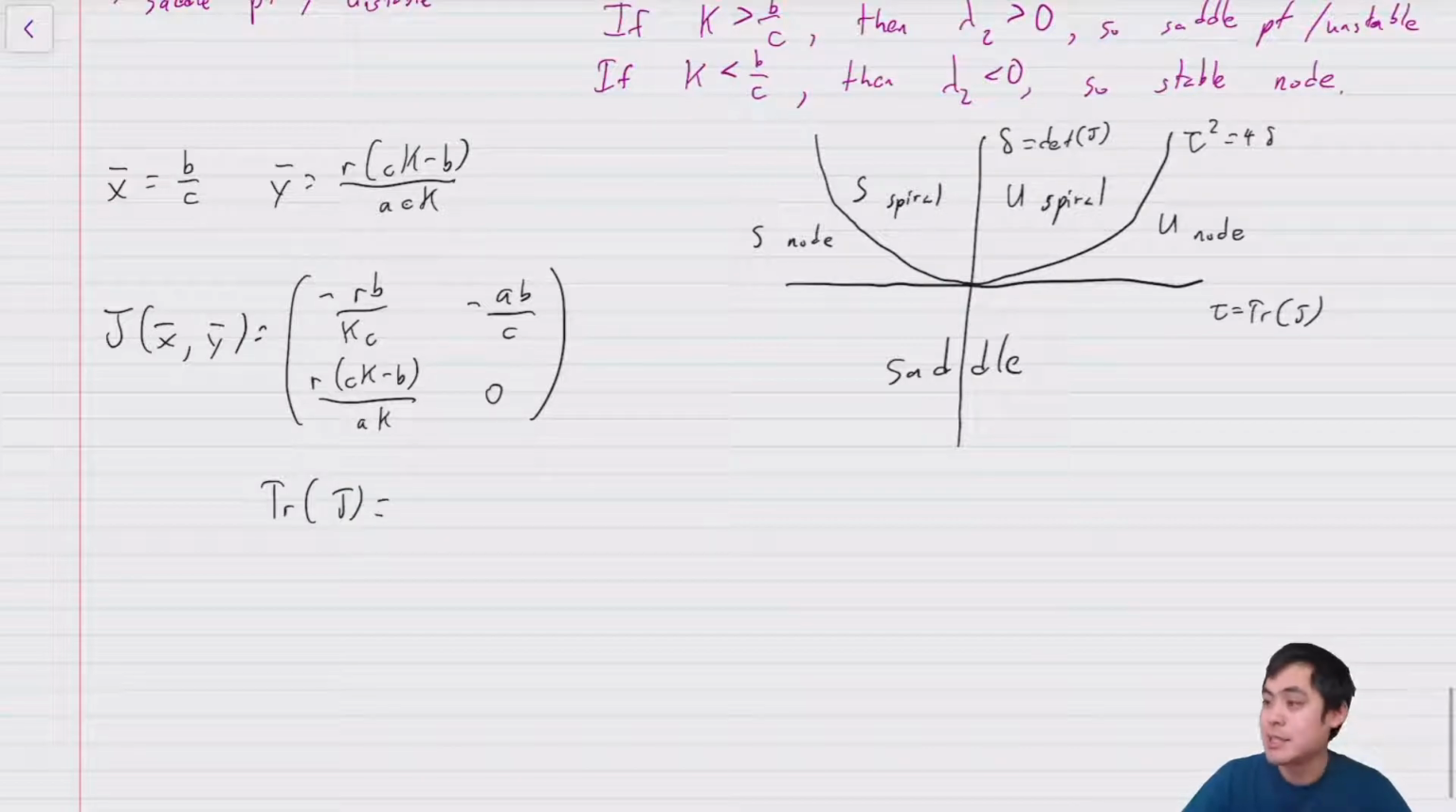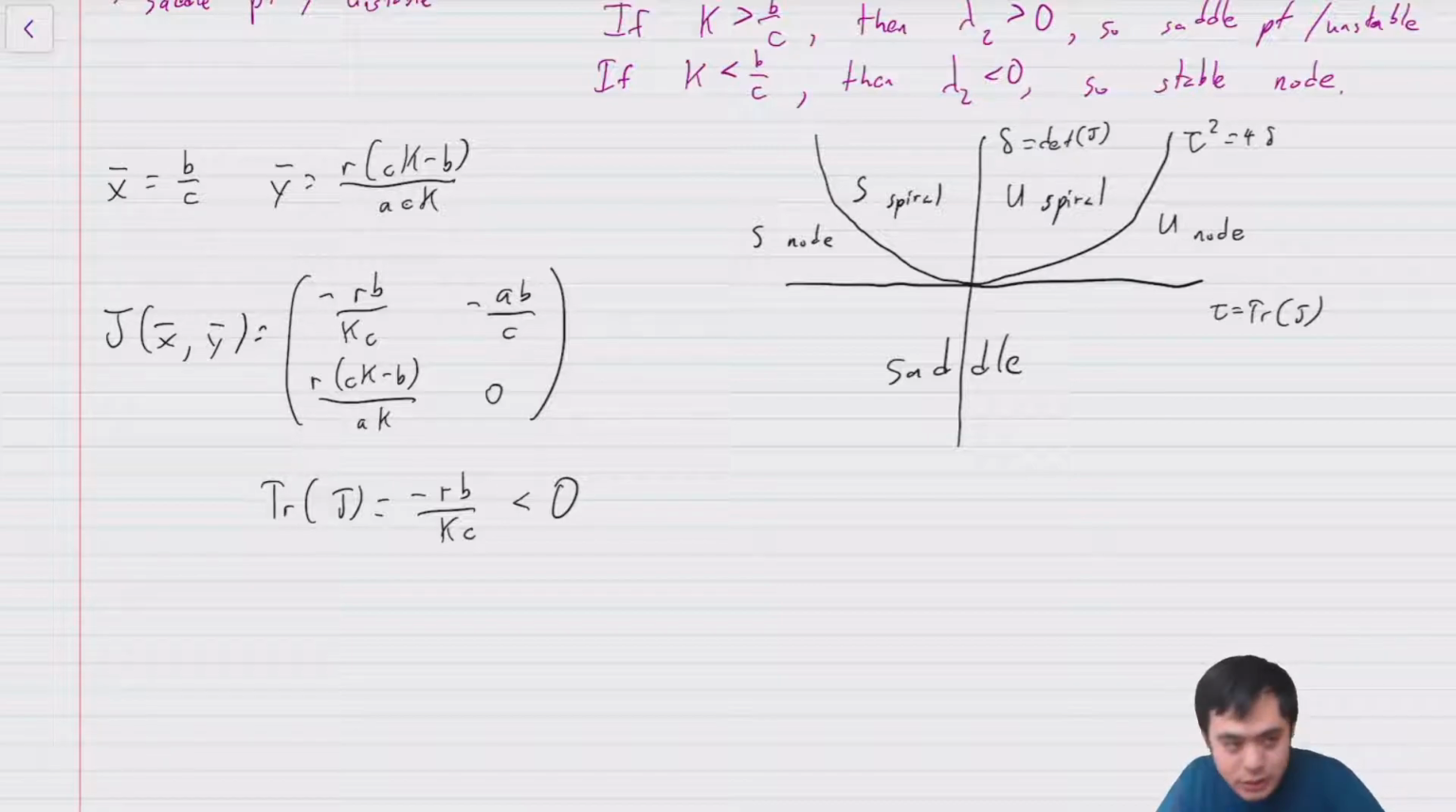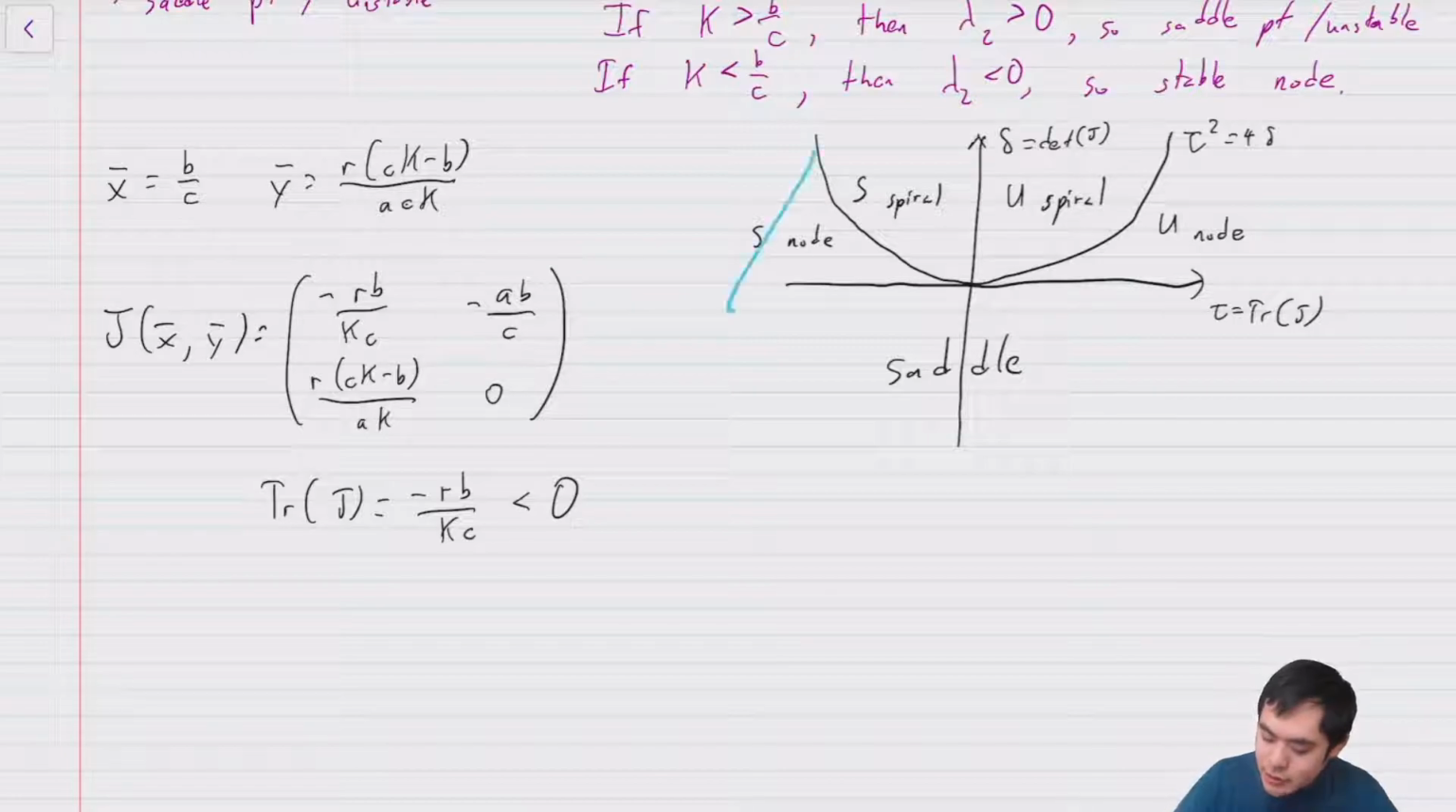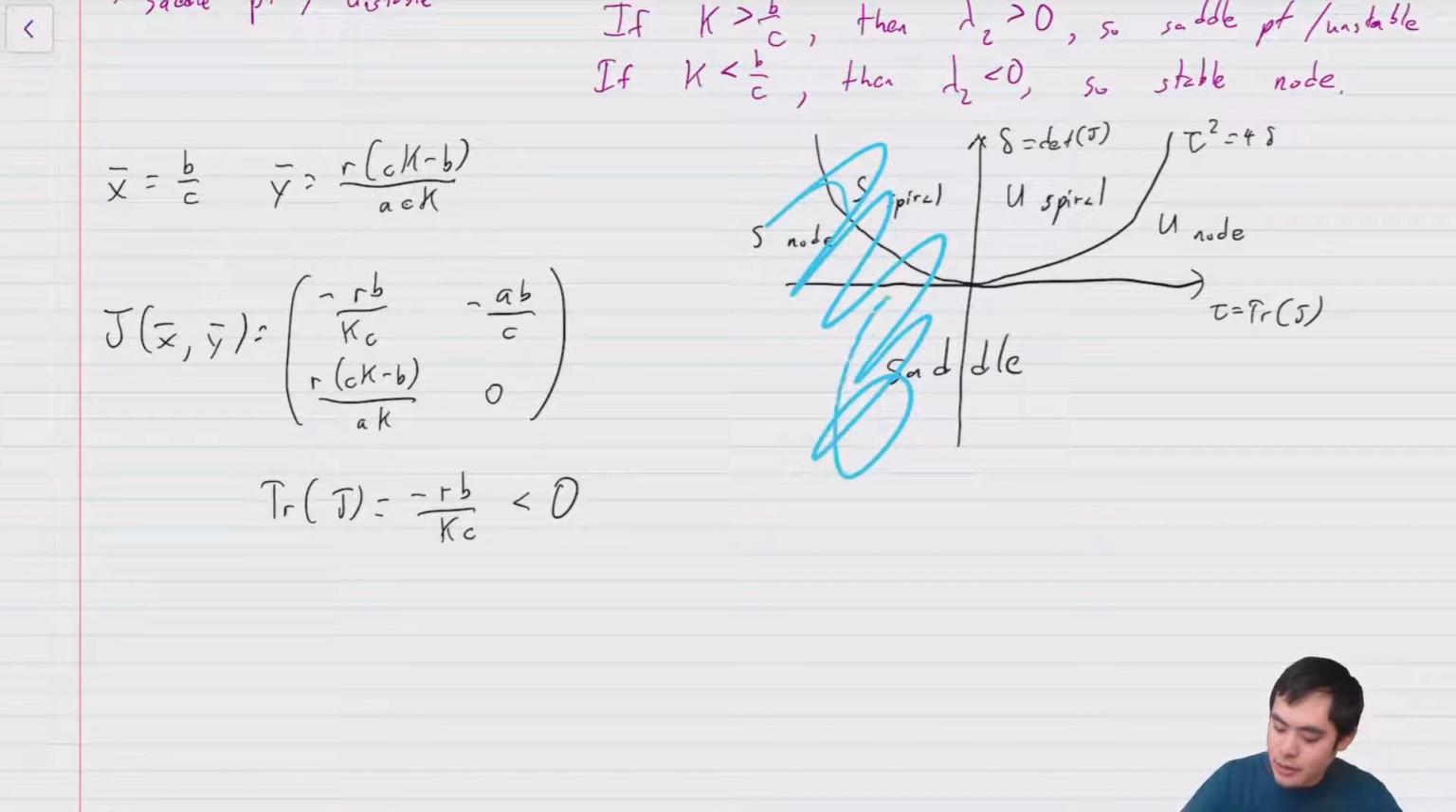The trace of J is easy. Let's just sum together the diagonal terms. That's minus r b over k c. Since we chose our constants to be positive, this is strictly negative. This is the trace axis, and this is the determinant axis. The trace is negative, and so we're entirely in this half.